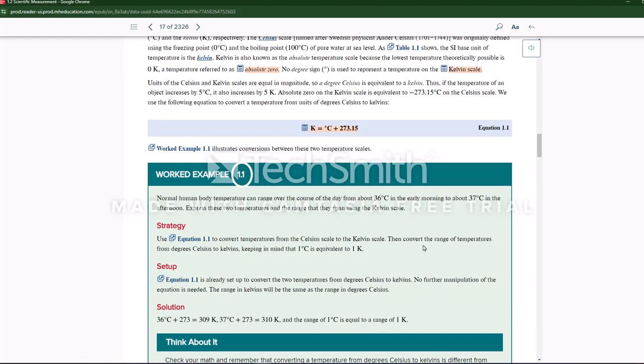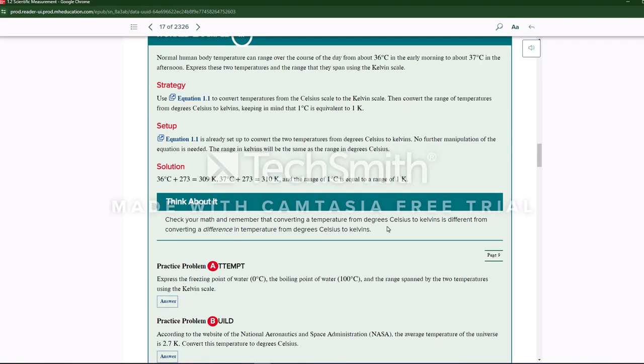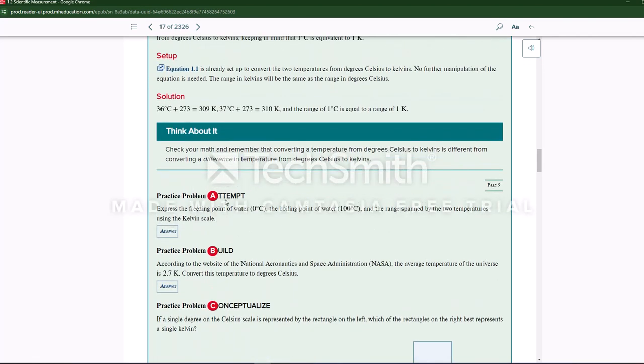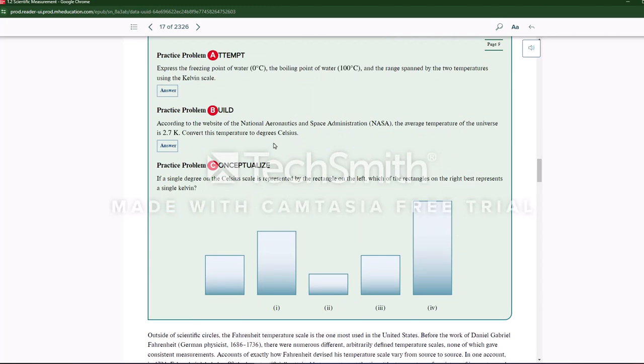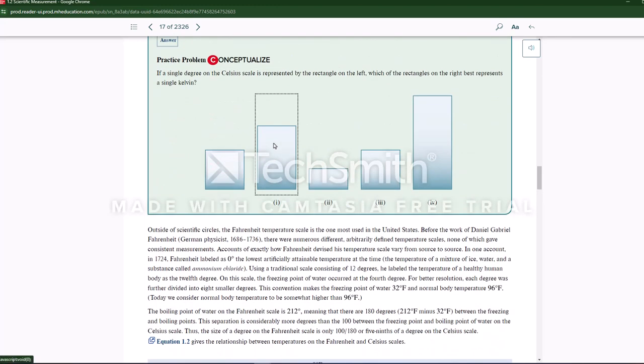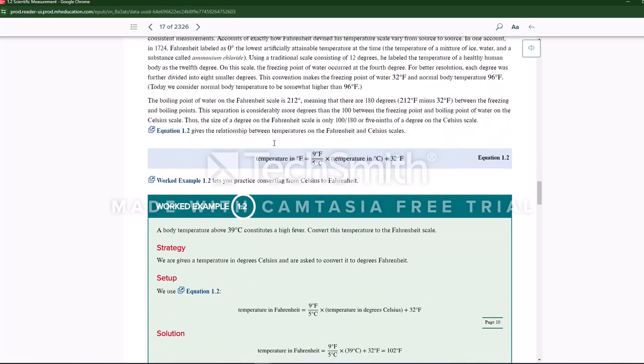So, you have an example here completely worked out, and then you have some practice problems here. You should attempt these practice problems. They get a little bit more difficult as you go through them, A, B, and C. But if you can answer all these questions after seeing this example up here, then you've probably mastered that particular topic, and you can move on. So just keep that in mind.